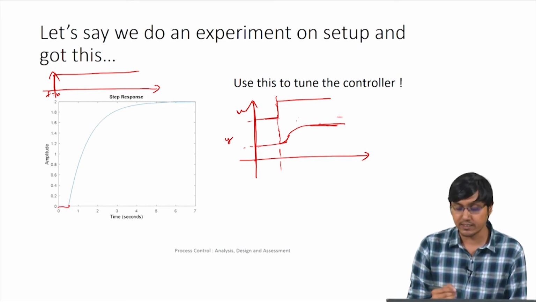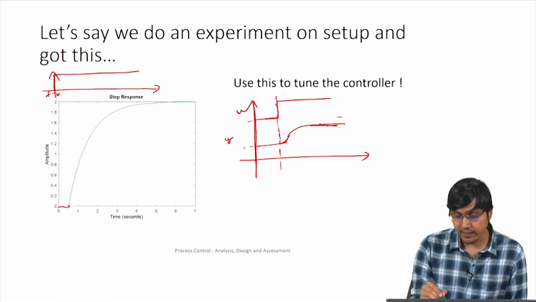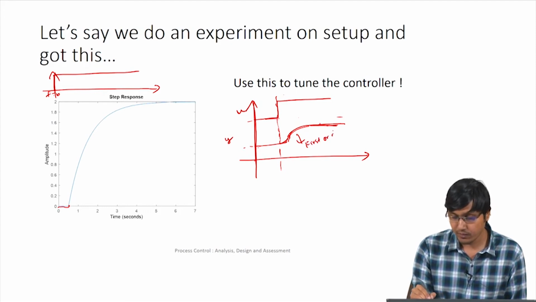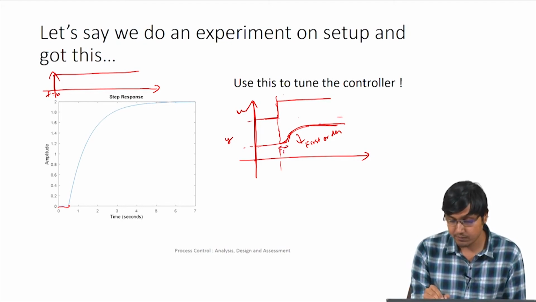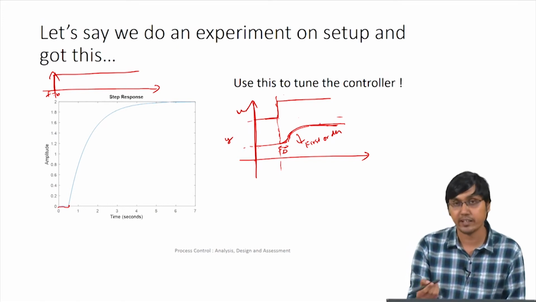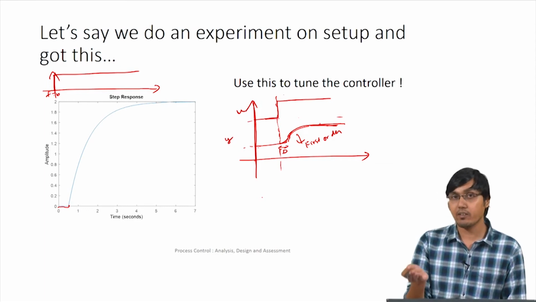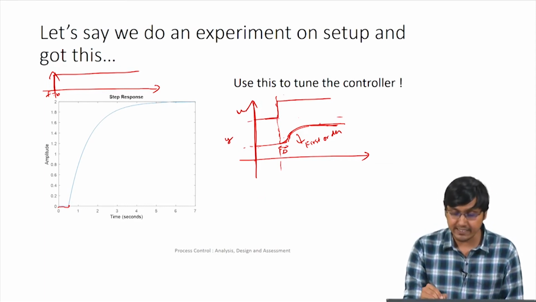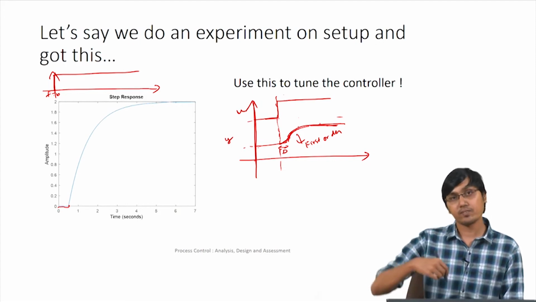Then I can visualize this as a first order response, which is starting after a certain time. This I will call a dead time. So I can consider this as a first order response with a dead time. Actually this is not a first order with dead time. Basically it started increasing here itself, but it is slow, and after a while it starts behaving like a first order system.